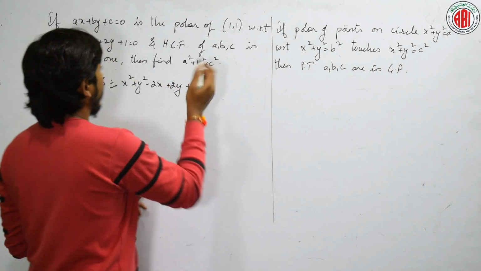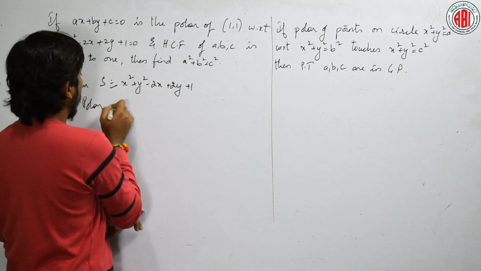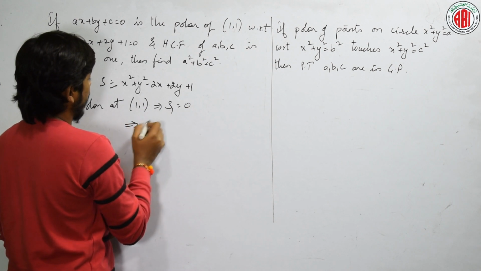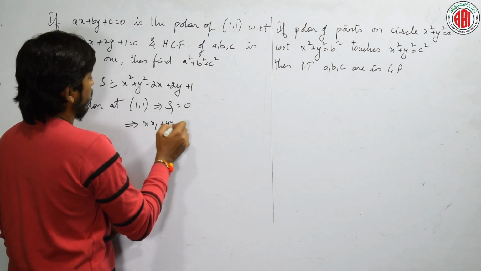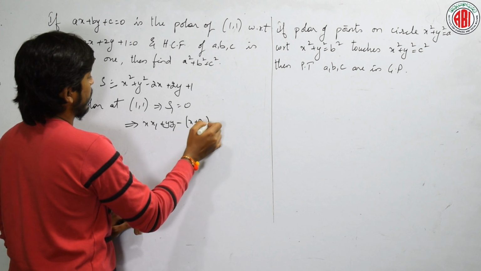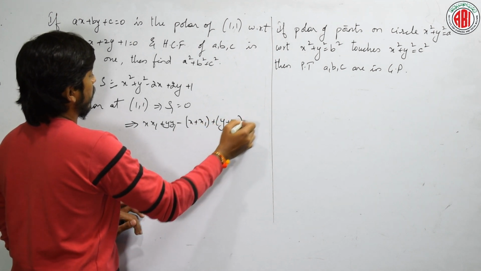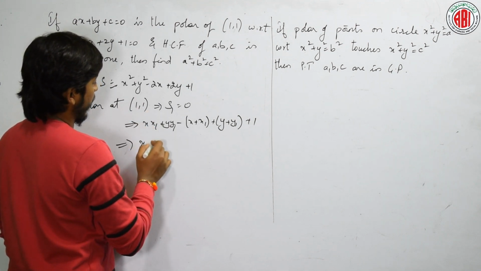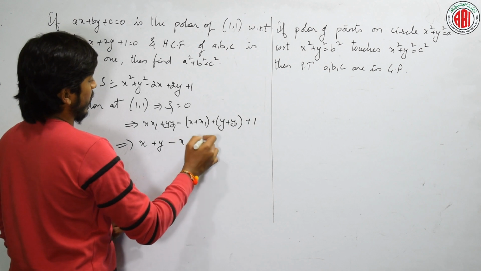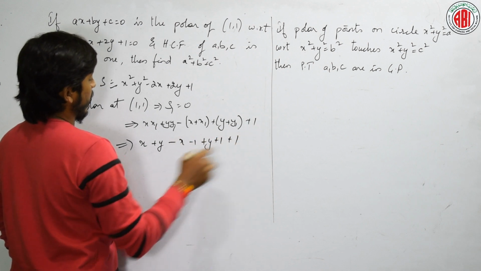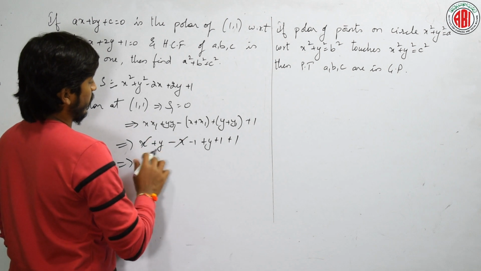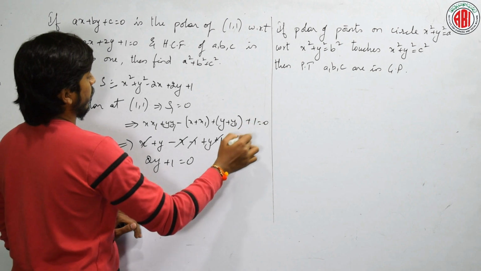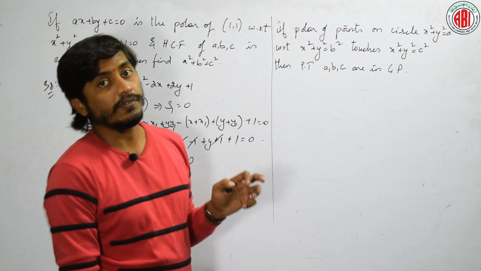So, let us find the polar at (1, 1), that is S1 equal to 0, which is nothing but xx1 plus yy1 minus (x plus x1) plus (y plus y1) plus 1. Clear? Let us substitute the point x1 and y1. This will be x plus y minus x minus 1 plus y plus 1 plus 1. Isn't it? These will get cancelled. I will get 2y plus 1 is equal to 0. Clear? This is the equation of the polar.